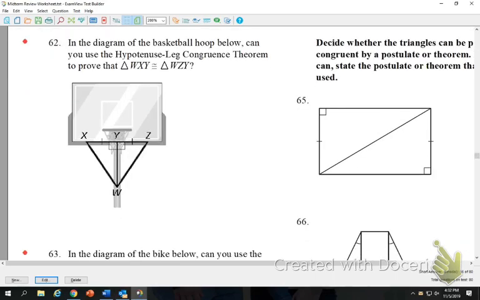In the diagram of the basketball hoop below, can you use hypotenuse leg congruence theorem to prove that triangle WXY is congruent to WZY? So hypotenuse leg says a hypotenuse is marked congruent on both triangles. The hypotenuse is always across from the right angle. They are not marked congruent, so this would be a no. So again, your hypotenuse would have to be marked congruent for it to be a hypotenuse leg.